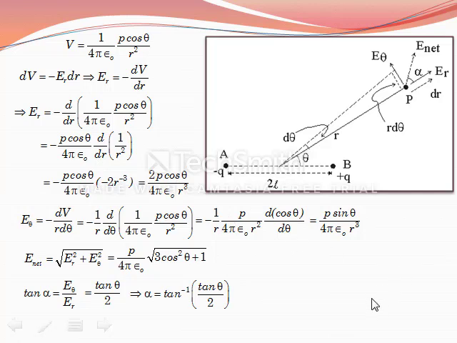And here we have used the same property, that field is the negative gradient of potential, or field is the rate of decrease of potential with respect to distance.